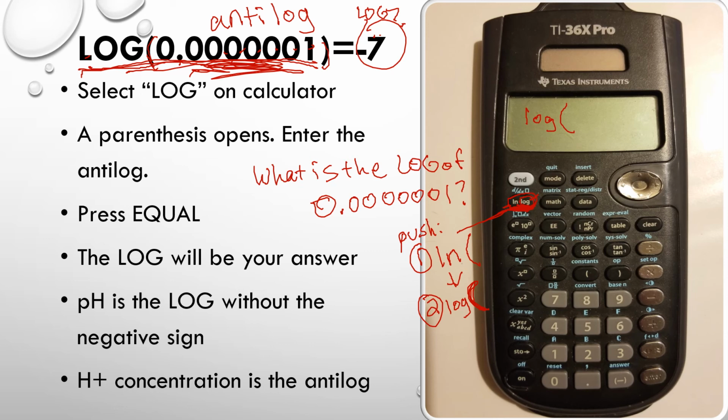So when the parentheses opens, within that parentheses, enter that anti-log, 0.00000001. And you can close the parentheses, but you really don't have to. The calculator just assumes that you mean close parentheses if you just hit equal. And then you go down here and you hit equal, and it will give you the answer -7. So the log of 0.00000001 is -7.